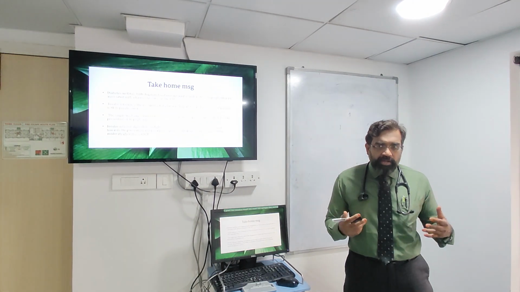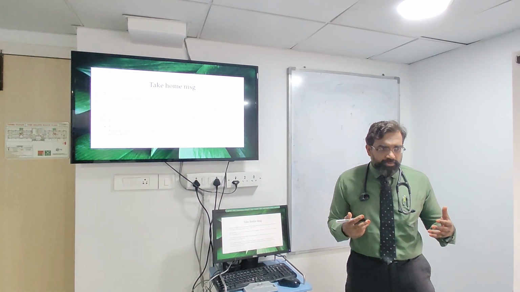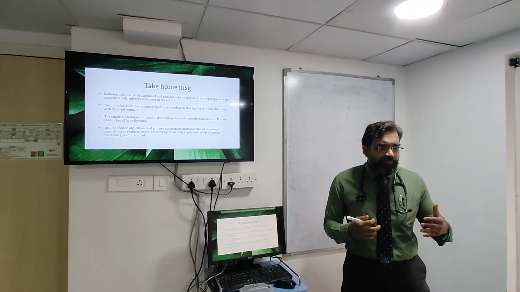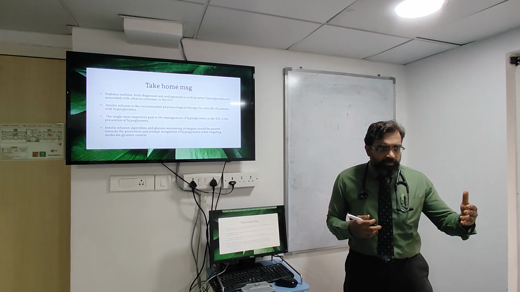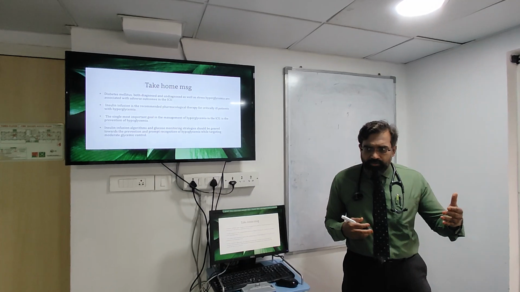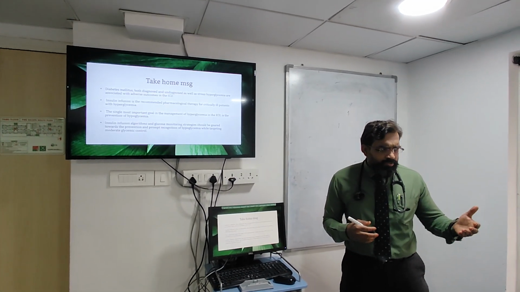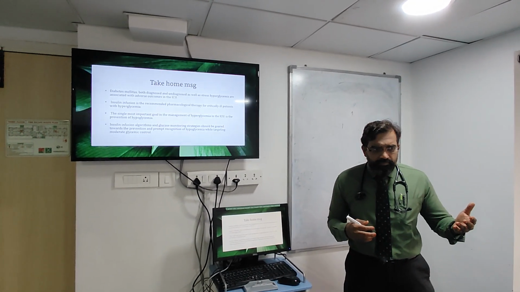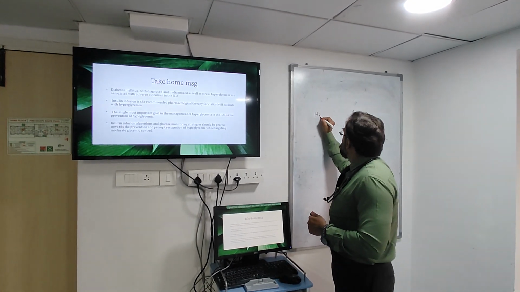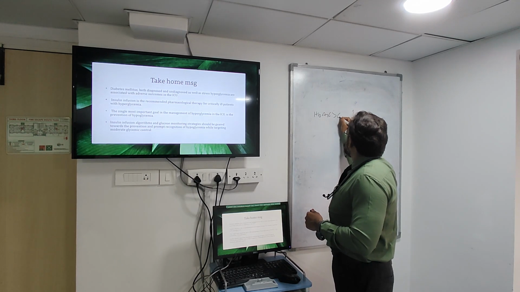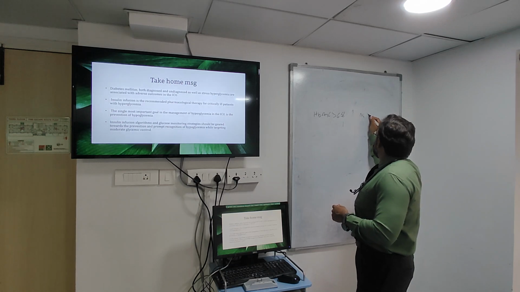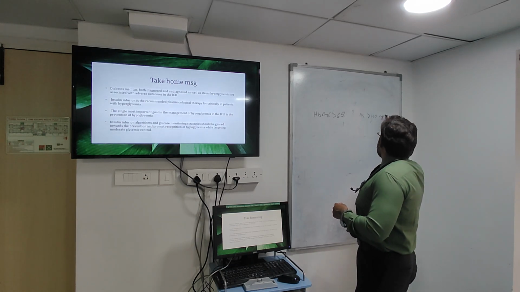Only in non-diabetic individuals, not in diabetic individuals. So only those people who are non-diabetic and they have hyperglycemia in the intensive care unit. And how do you define that hyperglycemia? As per the American Diabetic Association, the benchmarks we look at are an HbA1c of more than 6.5%, or a blood glucose of more than 140 milligram per dl.